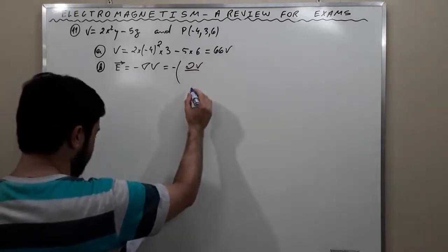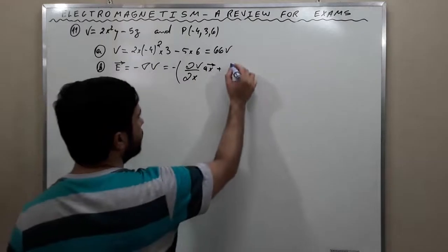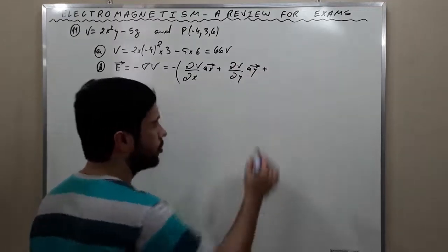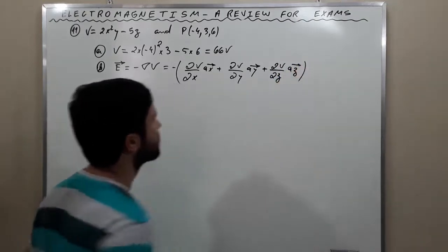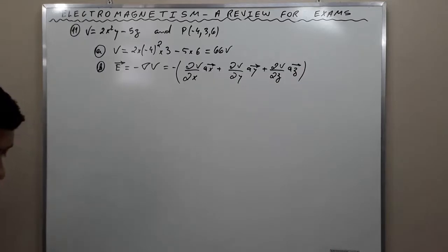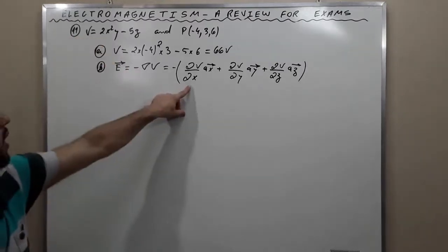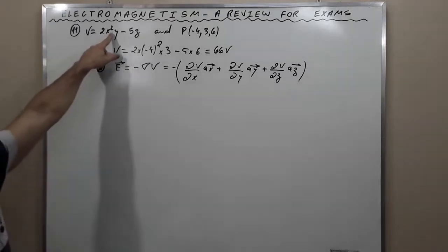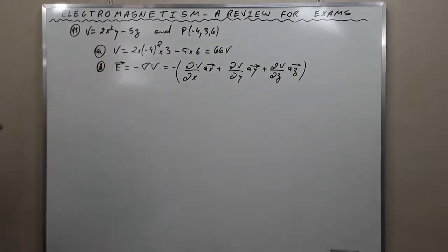the partial derivative with respect to x in the ax direction plus the partial derivative with respect to y in the ay direction plus the partial derivative of the potential with respect to z in the az direction. All right? And if we take the partial derivative of V with respect to x, the derivative of x squared is 2x, we already have a 2 here, so it's 4xy.